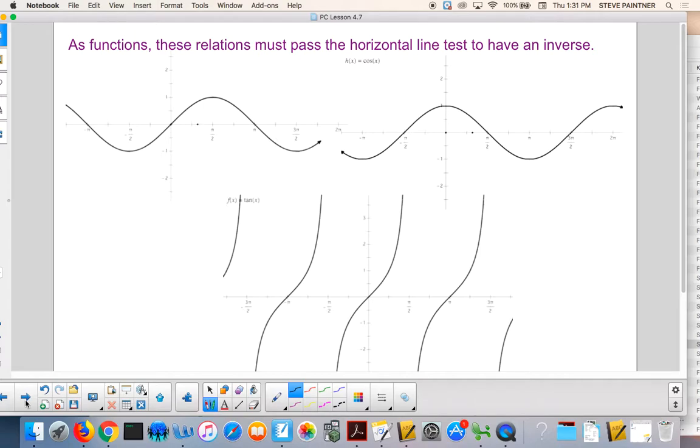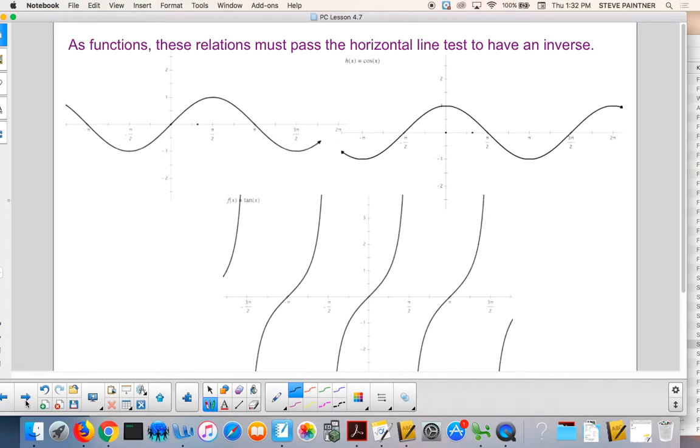As functions, look at these functions. These relations must pass the horizontal line test to have an inverse. Okay. What function am I looking at? What's this? Sine or cosine? How do you know it's sine? Starts at 0. What's the next one? How do you know it's cosine? Starts at the max. Okay. This one, you don't know. It is tangent, but you don't know it because you never did it. I'm not going to make you do it because we're running out of time.